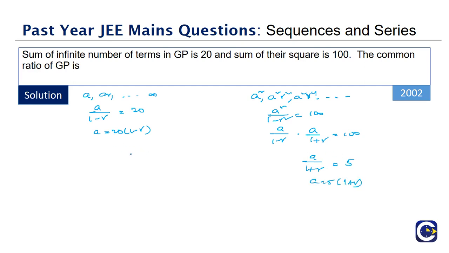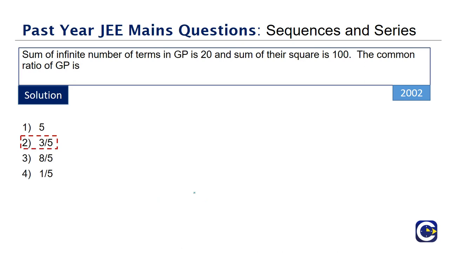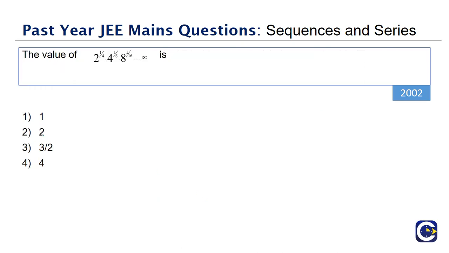So we need R, so we can solve this. So 20 into 1 minus R is equal to 5 into 1 plus R. So 4 into 1 minus R is equal to 1 plus R. What you will get? 4 minus 4R is equal to 1 plus R. 5R is equal to 3. R is equal to 3 by 5. So the final answer for this question is 3 by 5. So moving on to the next question.